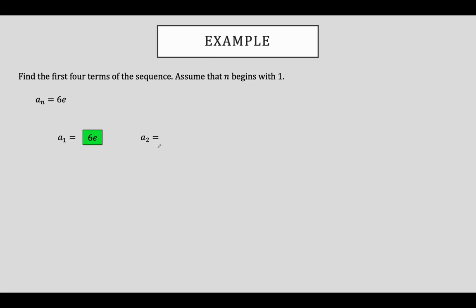A sub 2 would be the second term in the sequence. Well, I don't have anywhere to plug in a 2. That means the second term is also going to be 6e. And the third term is going to be 6e. And the fourth term is going to be 6e as well. Yes, because 6e is a constant. That means the outputs, the terms of each of the numbers in the sequence, are going to be 6e.